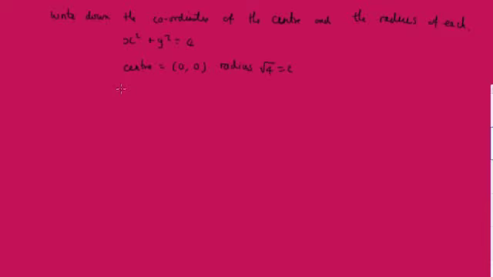Now let's look at this equation, x minus 2 squared plus y minus 4 squared equals 100. So the centre here is going to be 2, 4, and the radius r will be the square root of 100, which is 10.